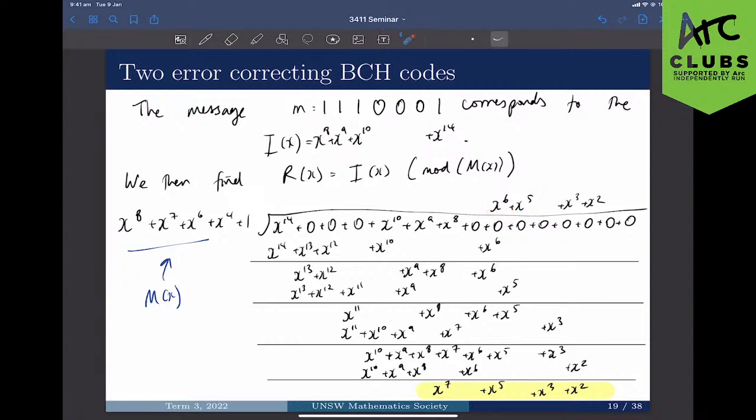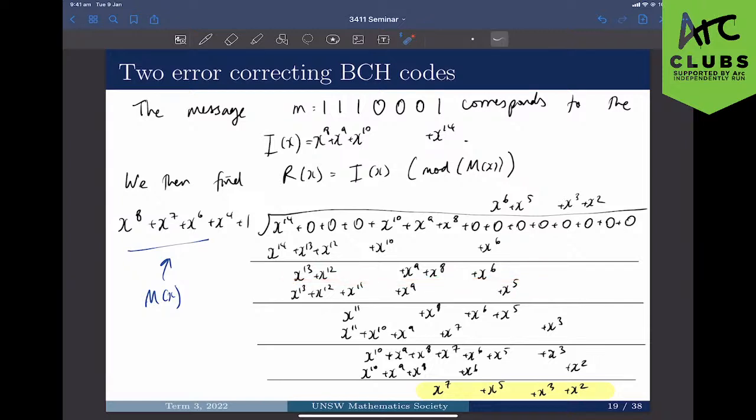So we see that our m(x) starts with x to the power of 8, and our biggest term that we have to divide at the moment is x to the power 14. So that's why we have to multiply this polynomial by x to the power of 6 to start with. We multiply m(x) by x to the power of 6 to get this polynomial, and once we do subtraction, we end up with this remainder.